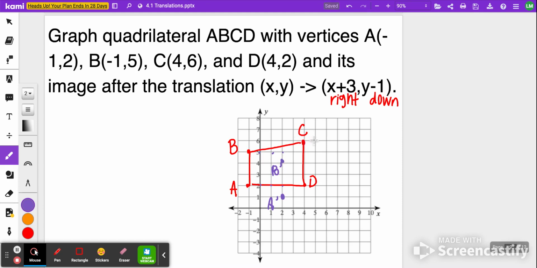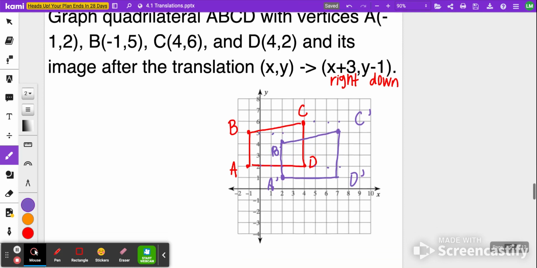C prime: to the right 1, 2, 3, down 1, makes C prime at (7, 5). And D prime, going to the right 1, 2, 3, down 1, I'm getting D prime at (7, 1). All that's left is to connect your dots the best you can to show your pre-image and now your image.